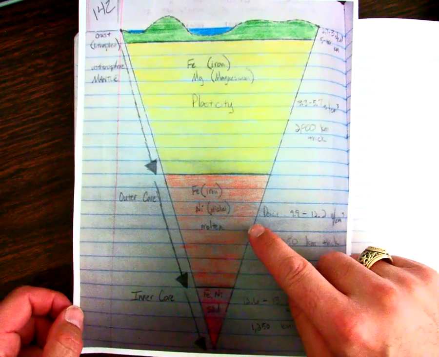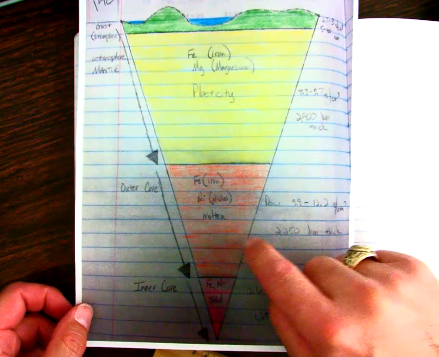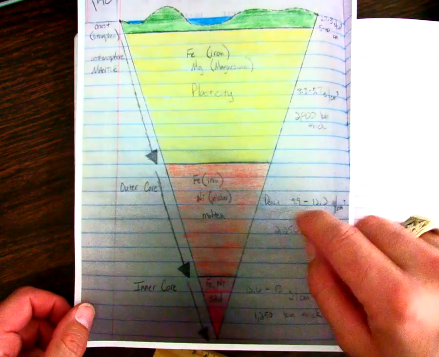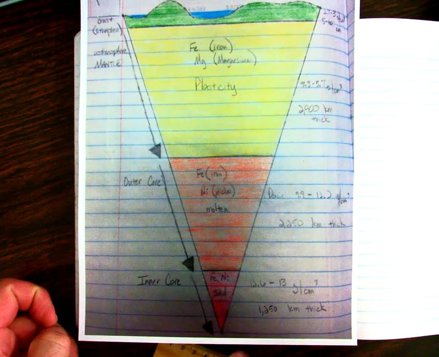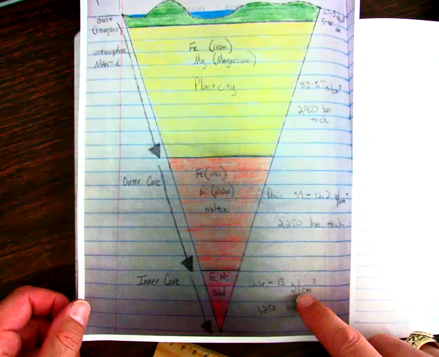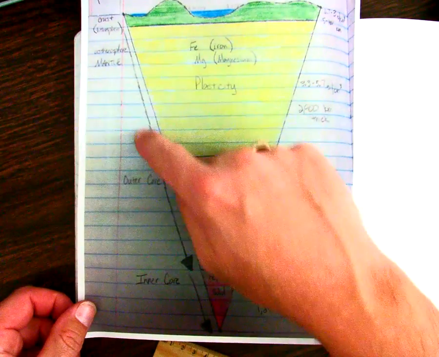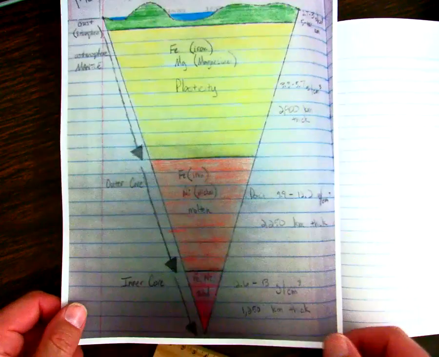We have our outer core, which is down here, and it's going to be made of iron, nickel. It is molten, which means that it is liquid. And then, of course, we have the inner core, which is made of iron, nickel, and it is a solid. Now, notice over here we have some information about thickness and density, and over here we're just going to show the different layers. So this is what we're trying to make, and let's go ahead and get started.